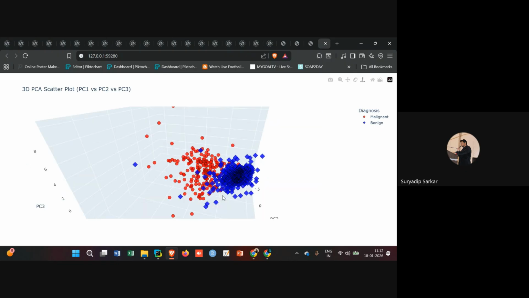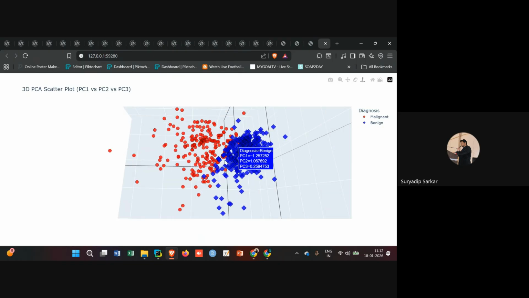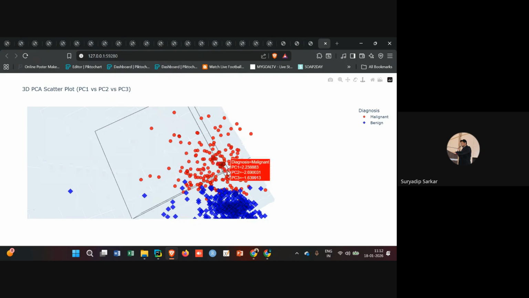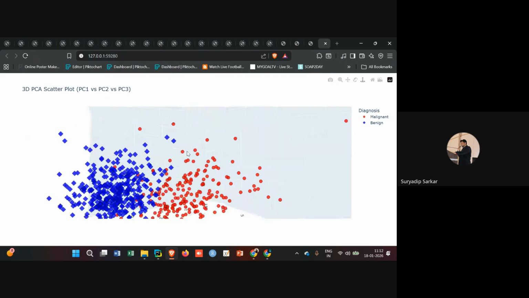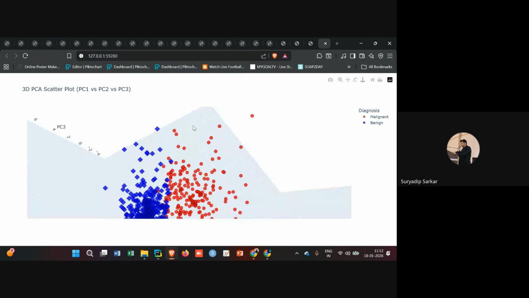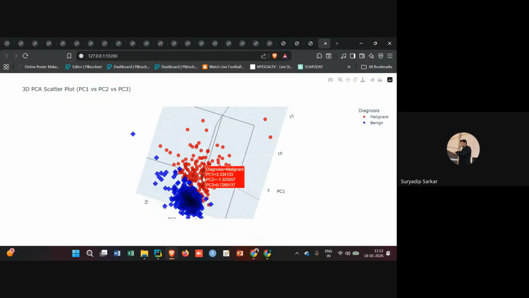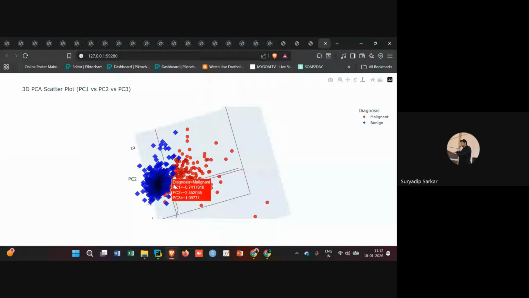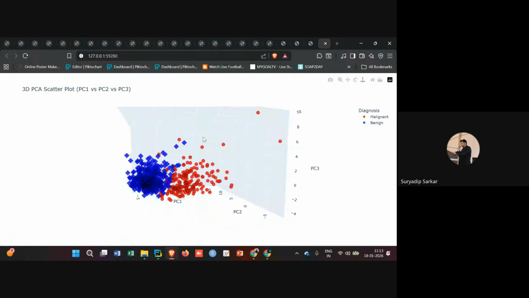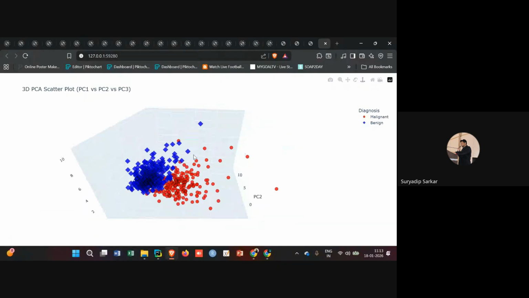Okay, so this has all the three axes. Okay, it has PC1, PC2, and PC3. Now, actually, the separation is a bit more apparent, right? If you look at it from this angle, the separation is a bit more apparent. Okay, so this is where we are using all the three PCs.